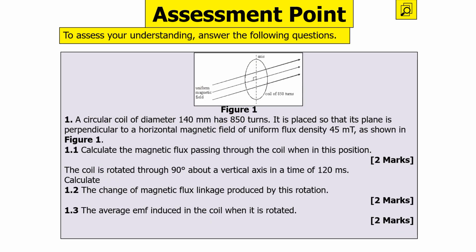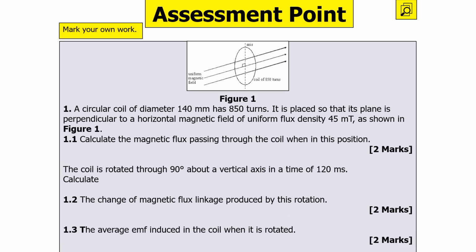The next question says, a circular coil of diameter 140 millimeters has 850 turns. It is placed so that its plane is perpendicular to a horizontal magnetic field of uniform flux density 45 milliteslas, as shown in figure 1. Calculate the magnetic flux passing through the coil when it's in this position. Then the coil is rotated through 90 degrees about the vertical axis in a time of 120 milliseconds. Calculate the change in magnetic flux linkage produced by this rotation, and then the average EMF induced in the coil when it's rotated. So pause the video now, then unpause the video when you want to go through your answer.